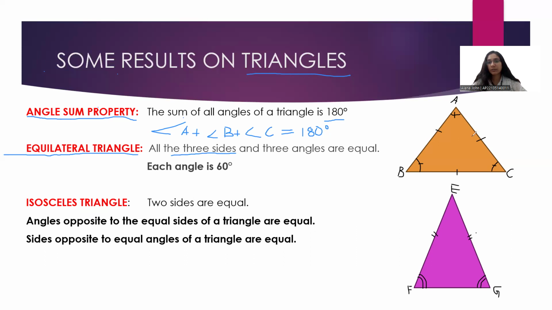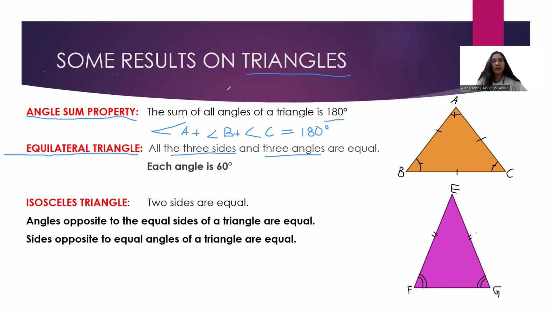So here the mark which I have given shows that the three sides are equal, and also the three angles must be equal. The mark which I have given to the angles shows that the angles are also equal. So an equilateral triangle is a triangle in which all the three sides and all the three angles are equal. Then what can we say about the angles of an equilateral triangle?